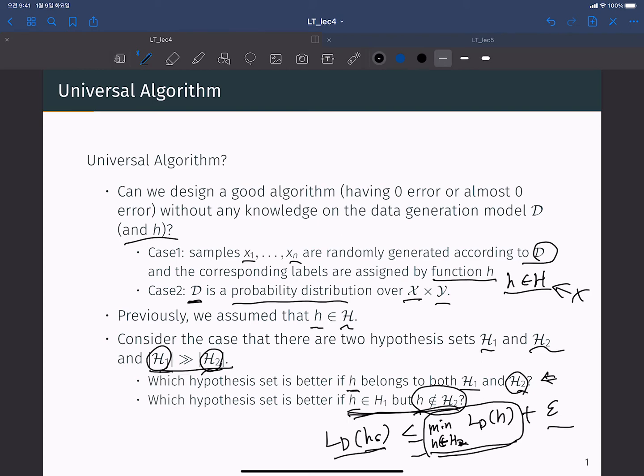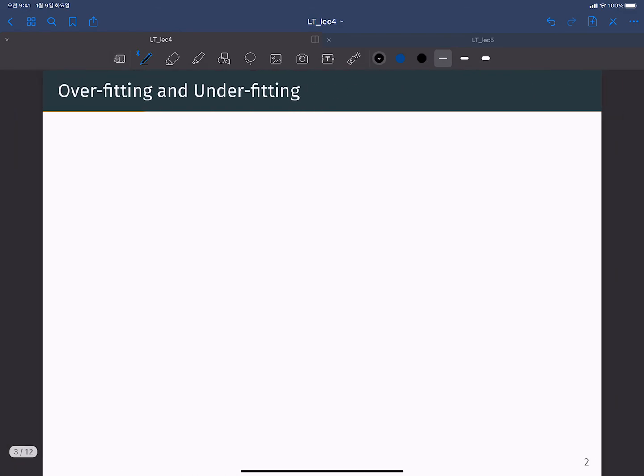So when this value is high, then the second hypothesis class H2 is just garbage. We cannot make a very precise prediction, while with the first hypothesis class, we can guarantee very nice accuracy with a sufficient number of samples. So this is overfitting versus underfitting.